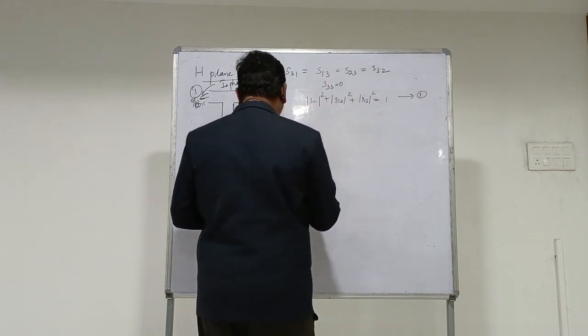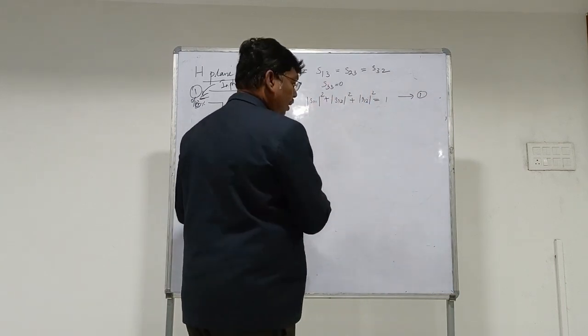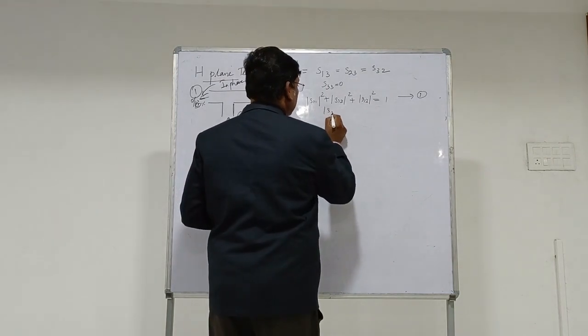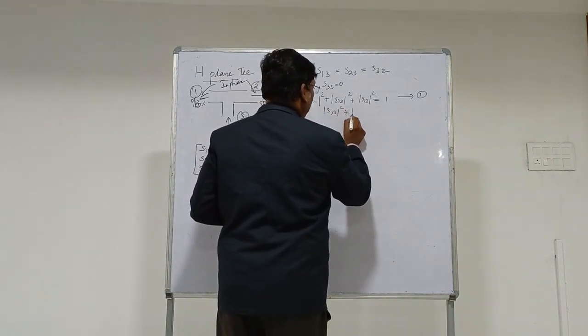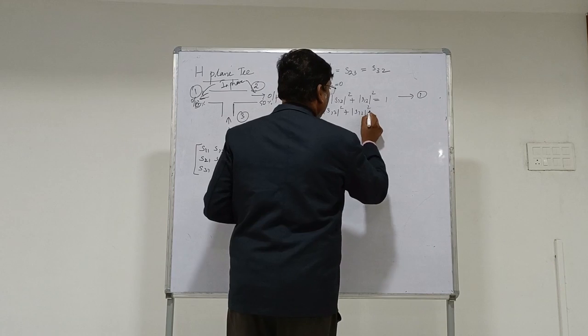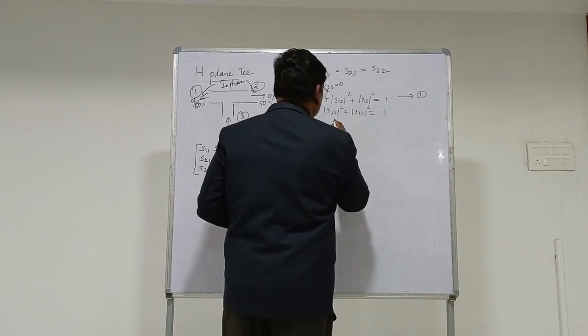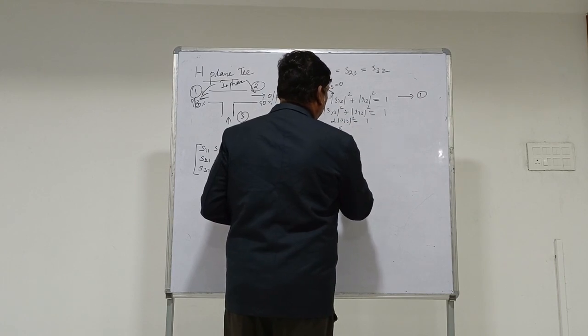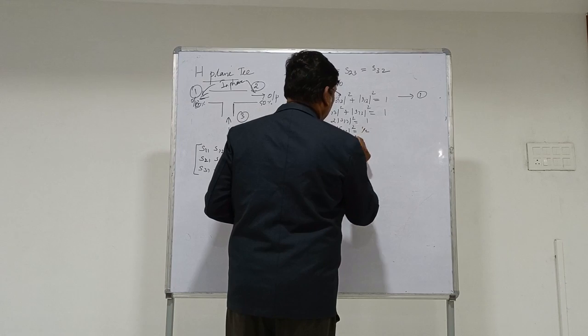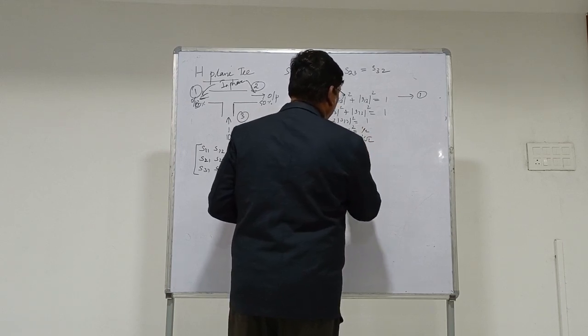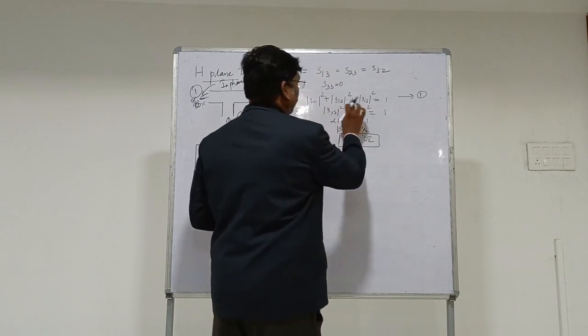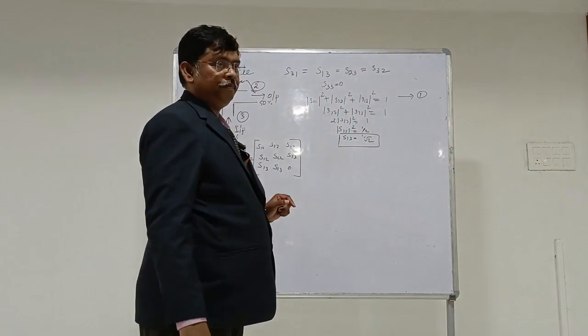Then solving row 3: modulus of S13 squared plus modulus of S13 squared is equal to 1. So 2 modulus S13 squared is equal to 1, modulus of S13 squared is equal to 1 by 2. So S13 is equal to 1 by root 2. Then I got one value out of these 3.